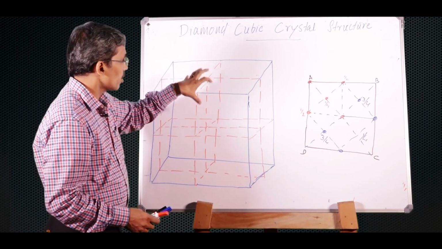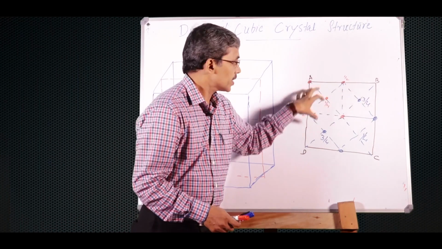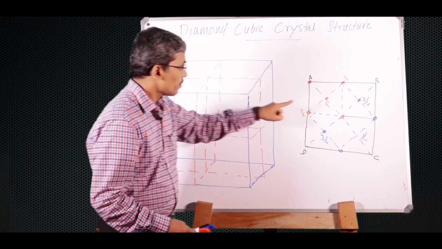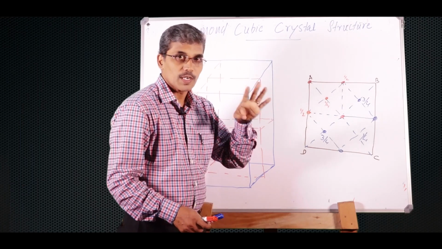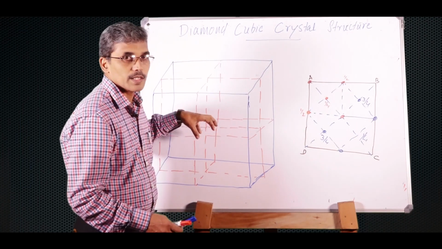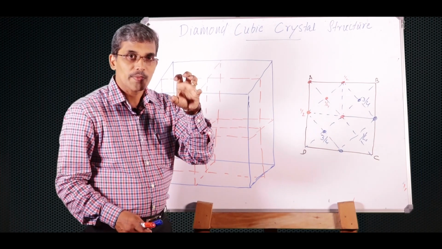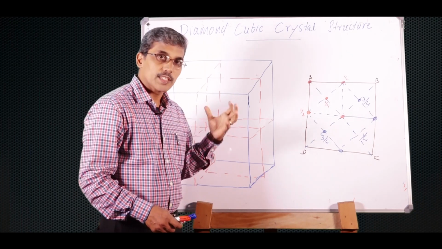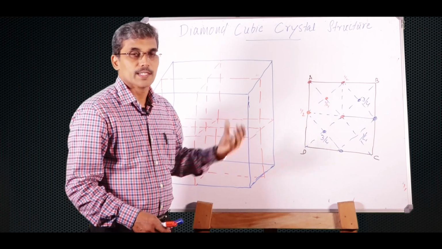Out of these 8 small cubes, only 4 cubes will be occupied by the tetrahedra. That is, within the cube we have 1/4, 3/4, 1/4, 3/4. That is, there are 4 regular tetrahedra in 4 different cubes, and the other 4 cubes will be empty, or there will be space in between, that is called interstitial space. This interstitial space also plays a greater role in the properties, doping, etc.